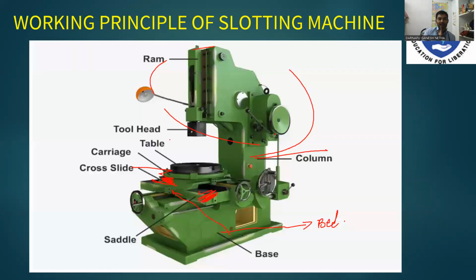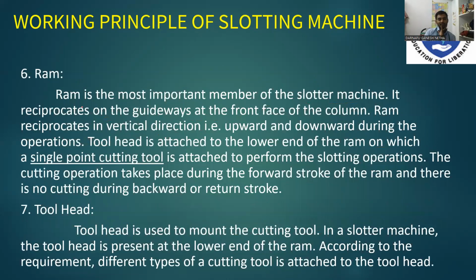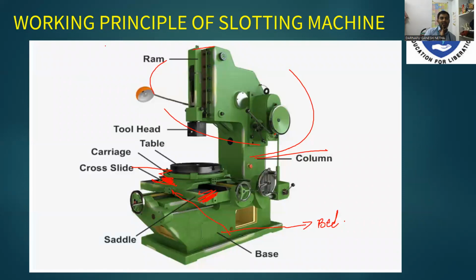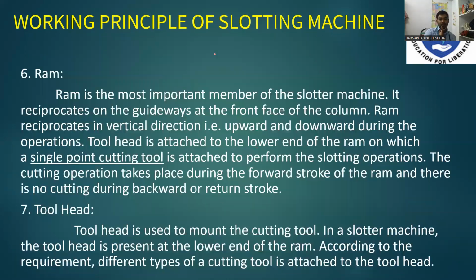It is a diagram of the slotting machine. Ram. This is a ram. The ram is the most important member of the slotting machine. It reciprocates on the guideways at the front face of the column. The ram reciprocates in the vertical direction, that is upward and downward direction, during the operation.